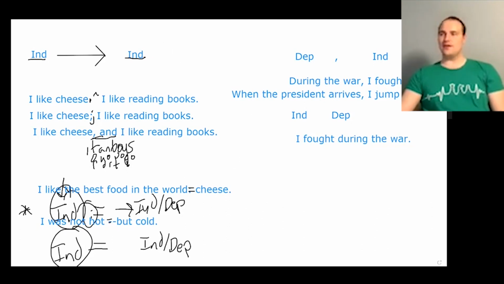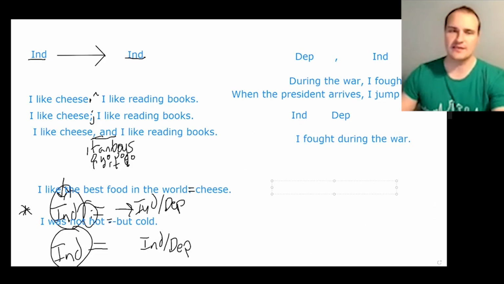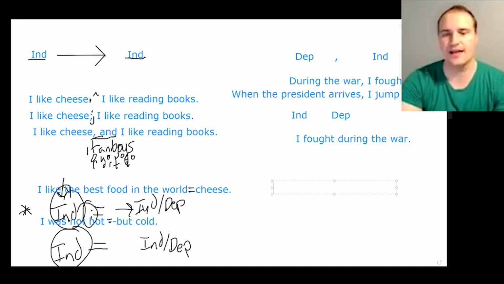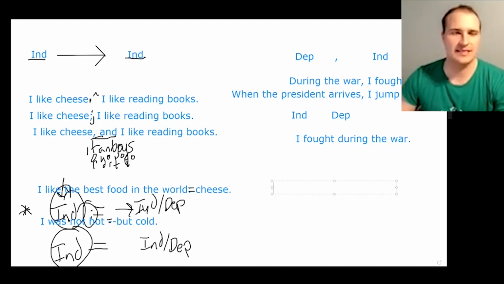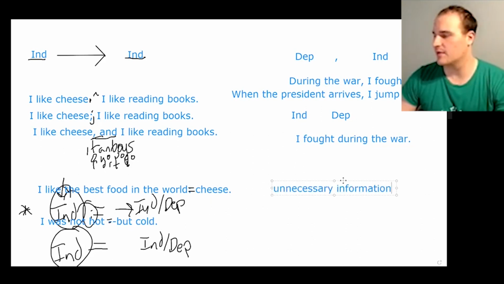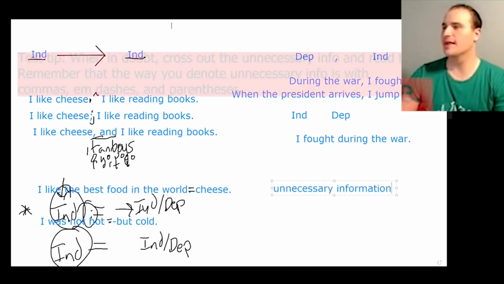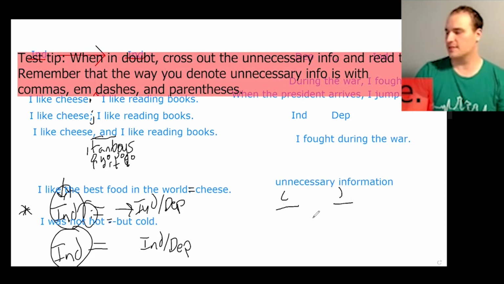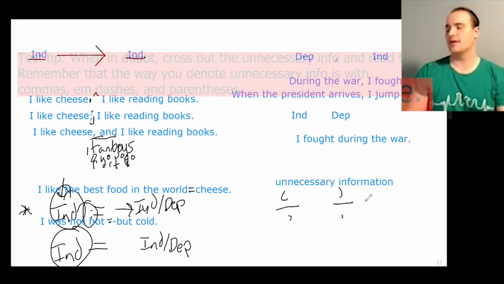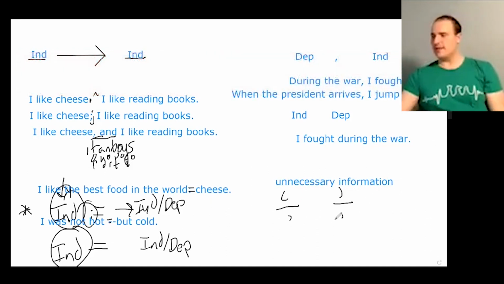There's only one other little bit here, and this is just unnecessary information. Unnecessary information can be quarantined away in a couple of different ways. What are those ways? Do you remember them? I think we went over them last time. Parentheses, em dashes, commas. These are the 3 ways that we can set apart non-essential information.